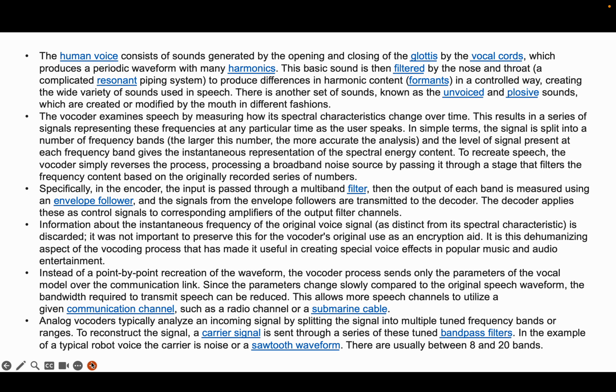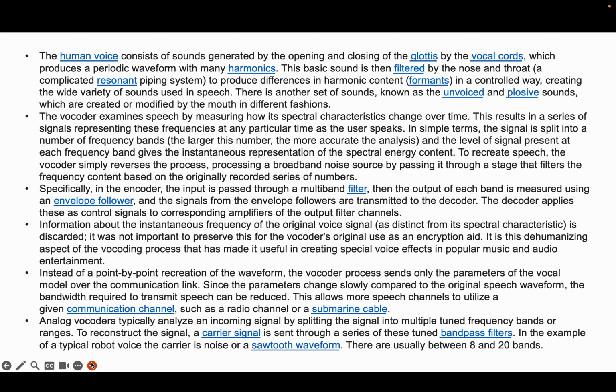So the signal is split into a number of frequency bands, and then the level of the signal present at each band gives this instantaneous representation of the energy content. In the encoder, this input is passed through a multiband filter, and the output of each band is measured using an envelope follower. And the signals from the envelope follower are then transmitted to the decoder. So this is a big part of what allows a lot of compression to go on. The decoder applies them as control signals to corresponding amplifiers of output filter channels.